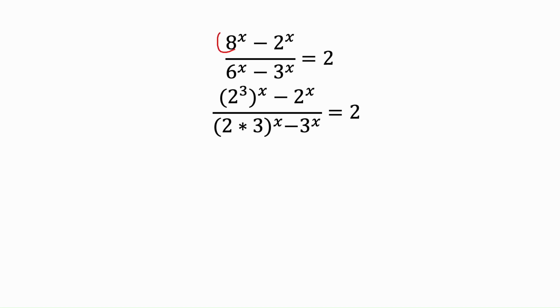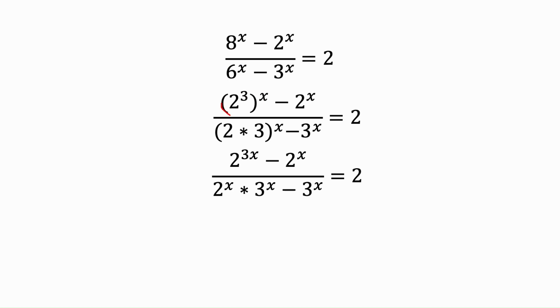For example, 8 is 2 to the power 3. We can write it like this. And 6 is 2 times 3, and we can write it like this. So here we can write 2 to the power 3 to the power x as 2 to the power 3x. They're going to multiply each other, and 2 to the power x is going to be as before. And here 2 times 3 to the power x is going to be 2 to the power x times 3 to the power x minus 3 to the power x.